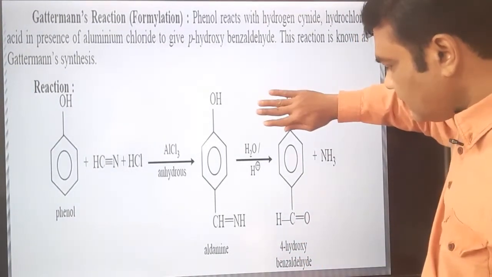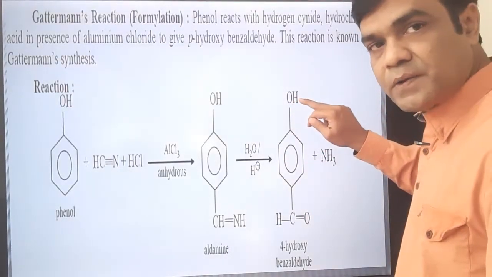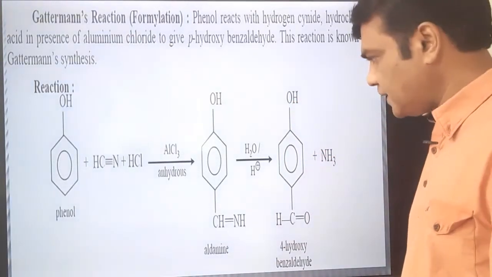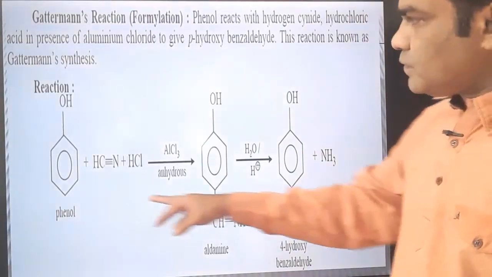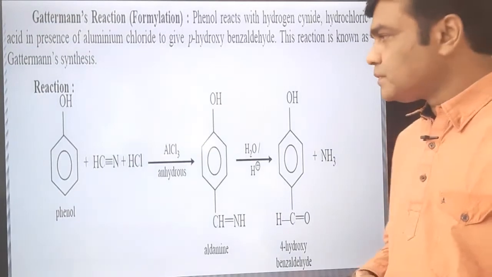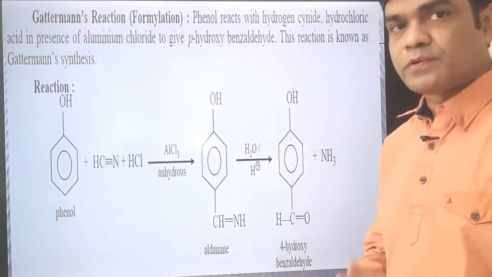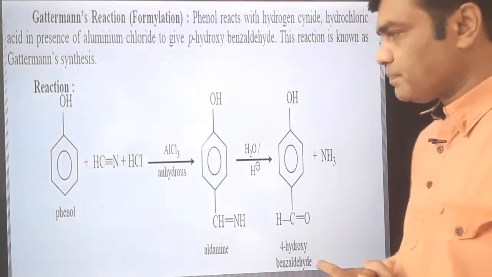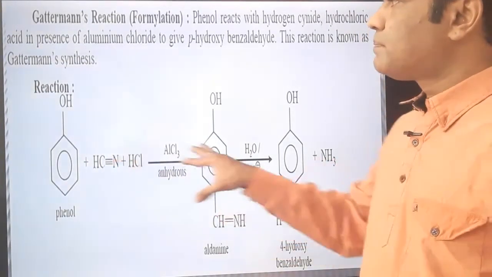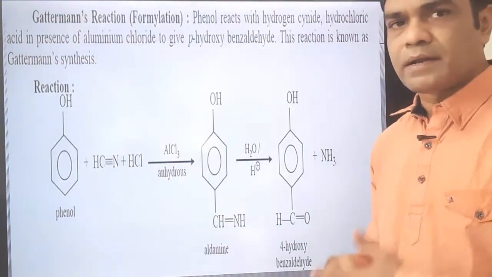This is a benzaldehyde, and at the para position, that is at the fourth position, there is a hydroxy group, so it is 4-hydroxybenzaldehyde. So the formylation takes place at which position with respect to the OH group? Para position, fourth position in the aromatic nucleus. So this particular synthesis is called the Gattermann synthesis or Gattermann reaction.